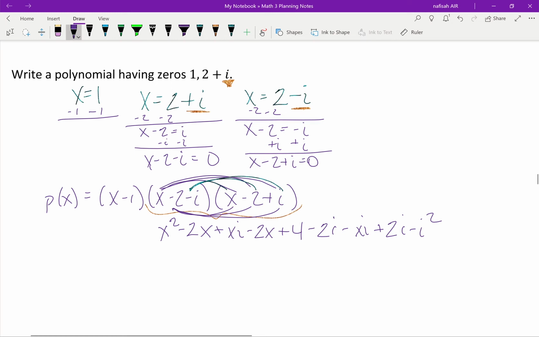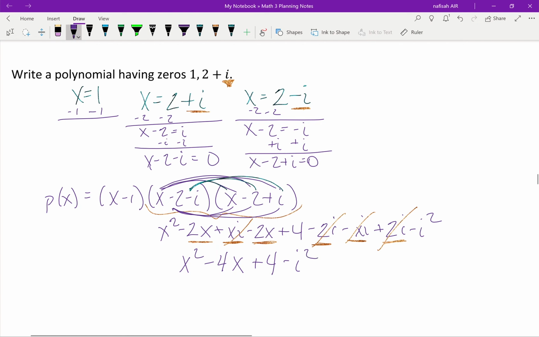So you'll notice the steps are not changing as far as what you have to do. You multiply the polynomials, you combine like terms, and then you take that answer and multiply it by the other polynomial that you have left. When I'm combining like terms, I have a positive xi minus xi, so that's 0. I have a negative 2i plus 2i, that's 0. I have a negative 2x minus 2x, that turns into a negative 4x. So I have an x squared minus 4x plus 4 minus i squared.